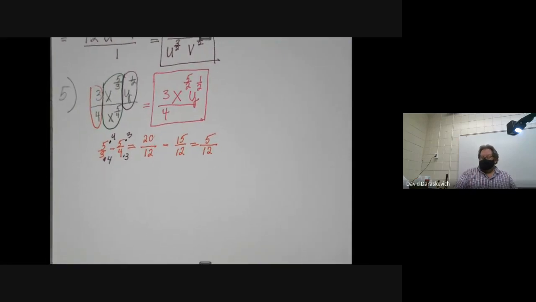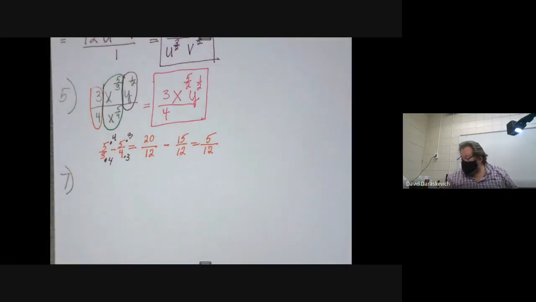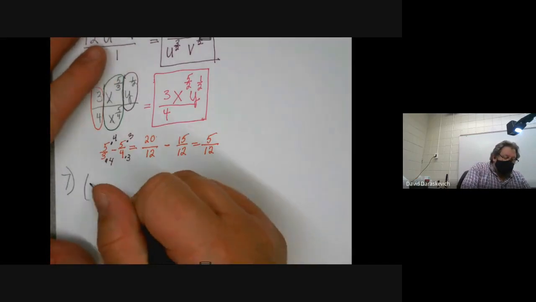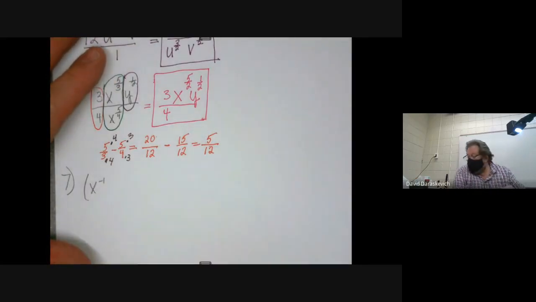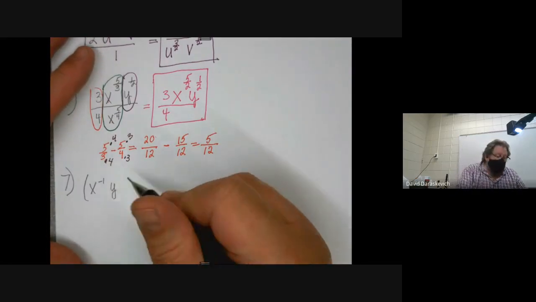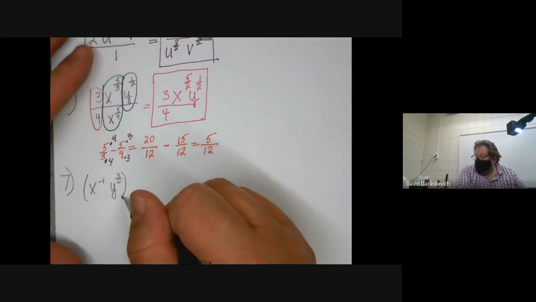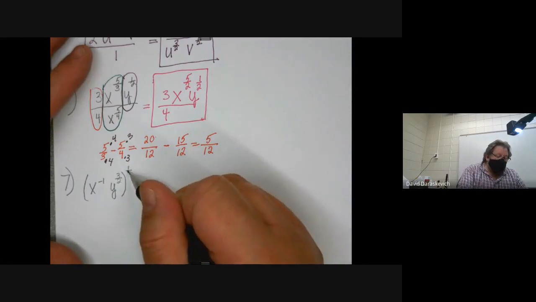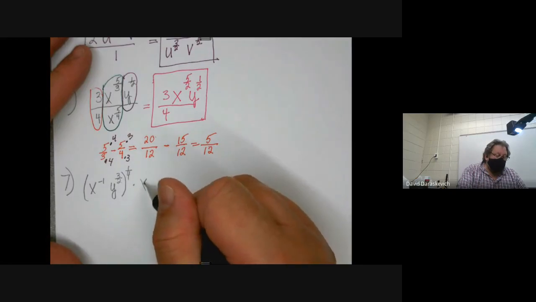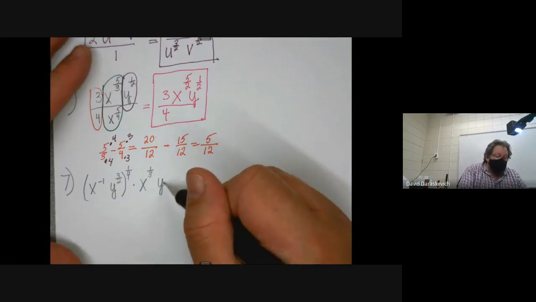Okay, the last one. 7 is x to the negative 1 times y to the 3/2, all raised to the 1/4, times x to the 1/3 times y squared.